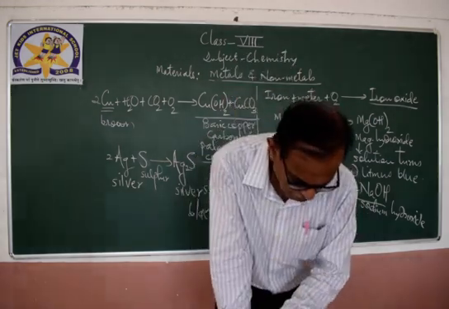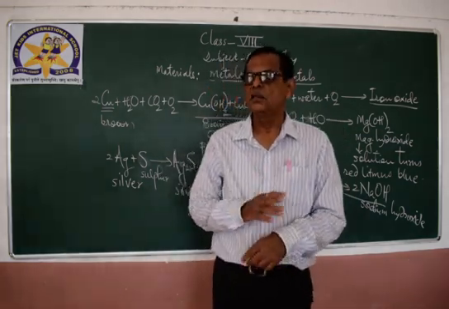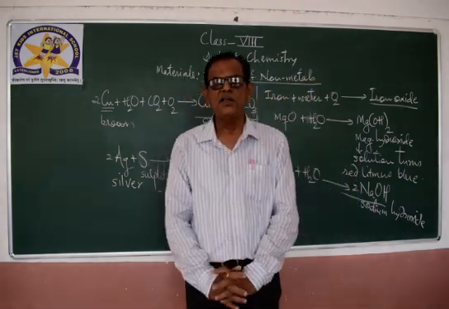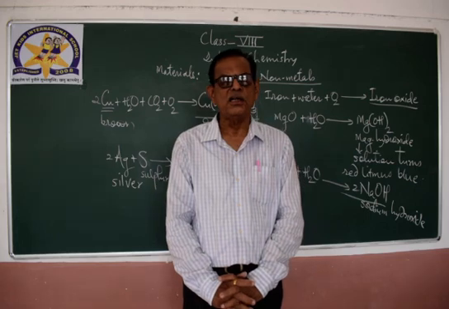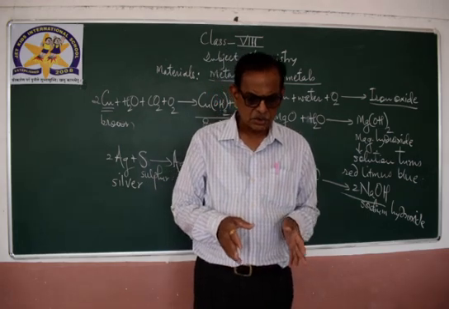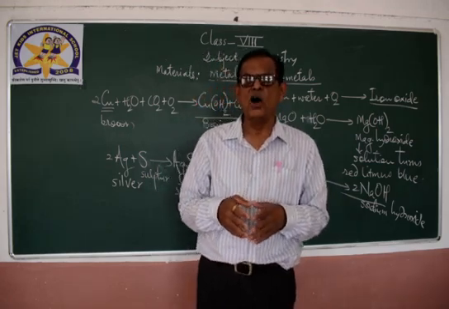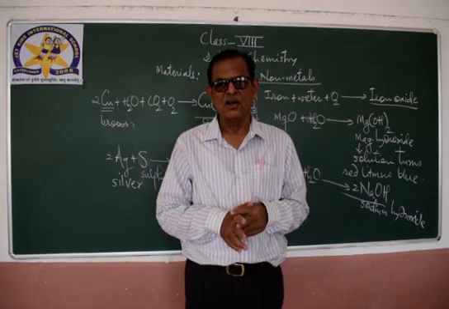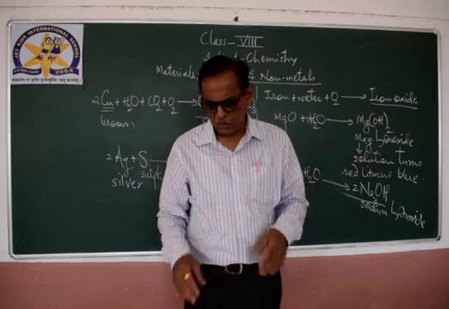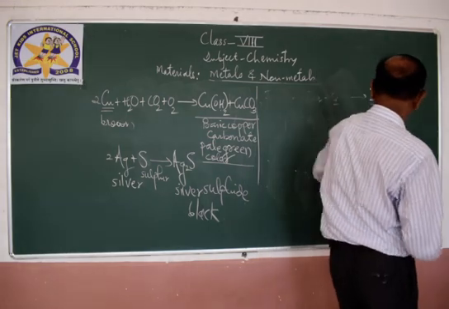Then about the activity of non-metals. Now about the activity of non-metals, for example, non-metals on heating, what do they form? They form their gases. For example, coal will form carbon dioxide. Coal when burned will form carbon dioxide.